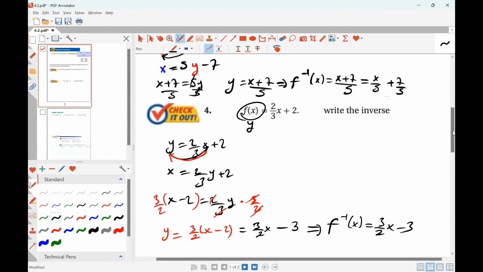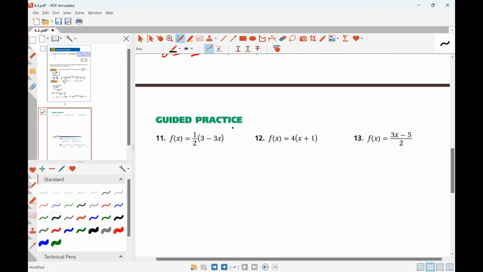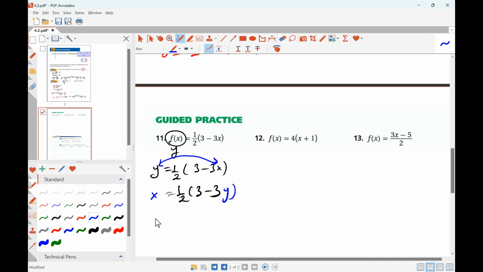Let's solve a little bit more complicated question. This one, for example, exercise 11. Write y for f of x. y equals 1 over 2 times 3 minus 3x. Switch x and y. So x equals 1 over 2 times 3 minus 3y. We switched x and y, and now isolate y.